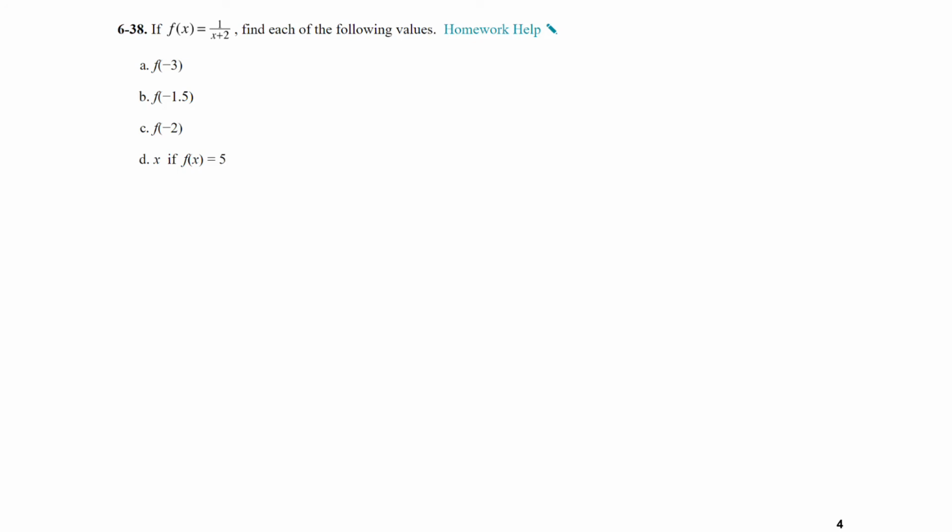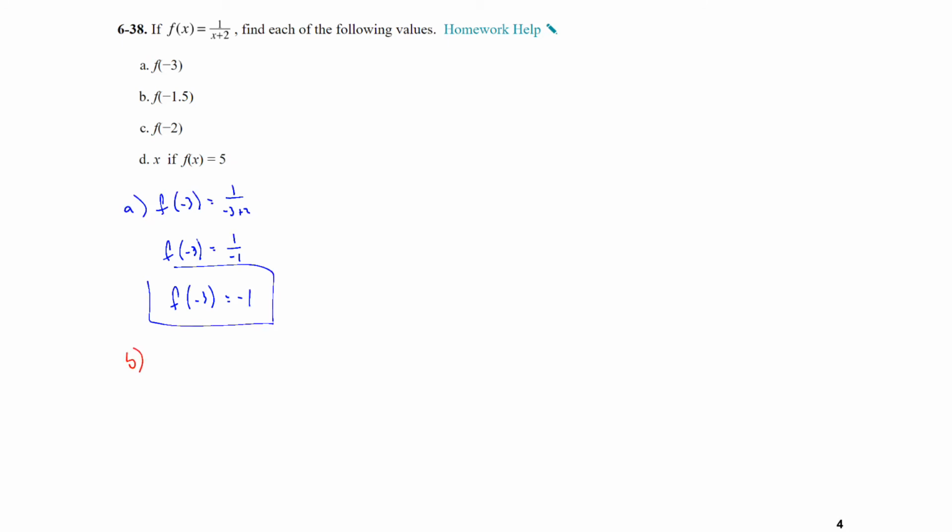Question 38, if f of x equals 1 over x plus 2, find each of the following values. So we'll start with part A here, f of negative 3. So f of negative 3, wherever there's an x, you plug in negative 3, and then you evaluate it. So f of negative 3 is equal to 1 over negative 1, which is negative 1. So when you input negative 3, you get an output of negative 1.